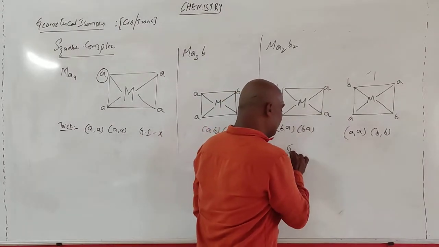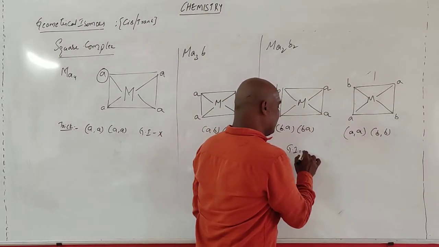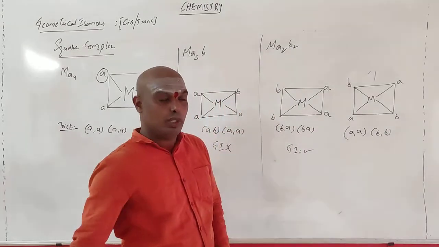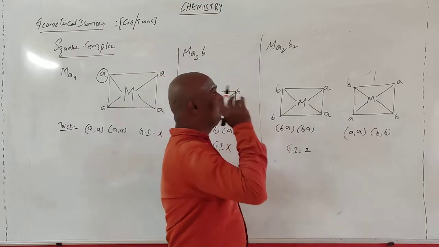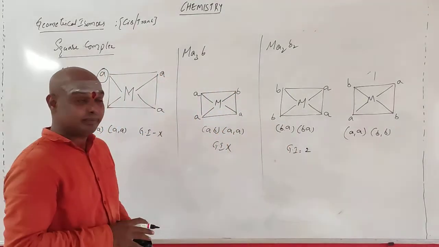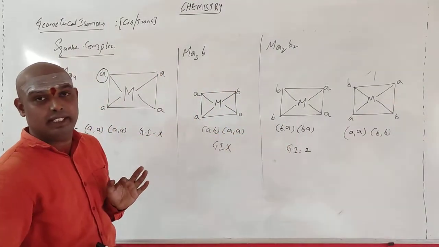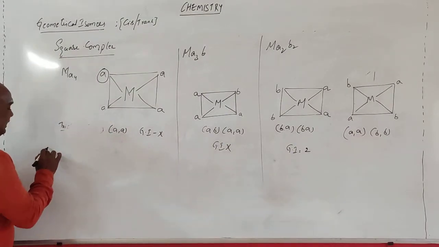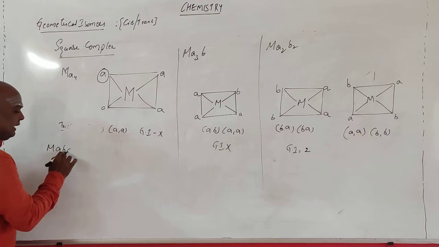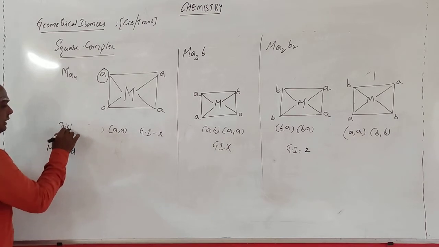Now are geometrical isomers possible or not? Geometrical isomers are possible. How many are there? This is one and this is one. So here two. Getting me? So that is the way of writing the geometrical isomers. Suppose take M, A, B, C, D. This is the thing we have done.